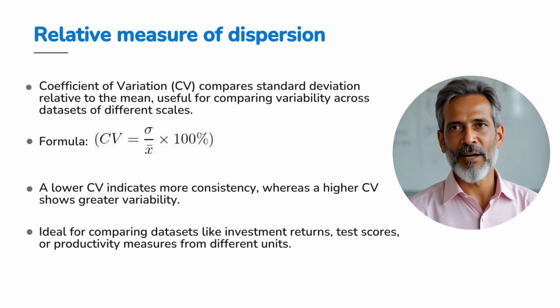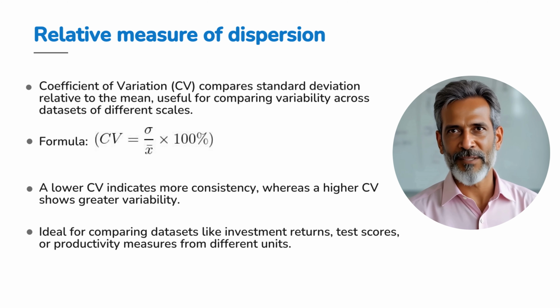Let's build on standard deviation and introduce the coefficient of variation, or CV, which tells us how big the standard deviation is relative to the mean itself. This is very useful when comparing variability across datasets on completely different scales. The formula is coefficient of variation equals standard deviation divided by mean times 100%. So, CV equals sigma divided by x bar times 100%.